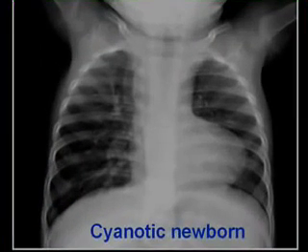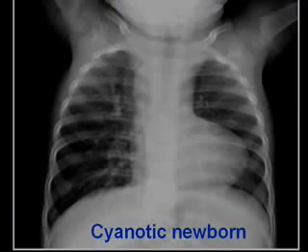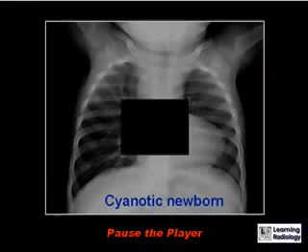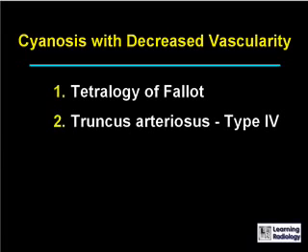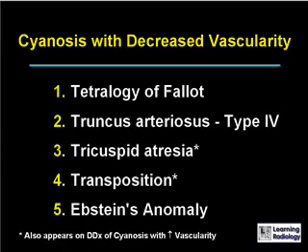Pause the player. The differential is for cyanosis with decreased vascularity. There are 5 causes. Pause the player. The 5 causes of cyanosis with decreased vascularity are tetralogy of Fallot, truncus arteriosus type 4, tricuspid atresia and transposition of the great vessels, and Ebstein's anomaly.